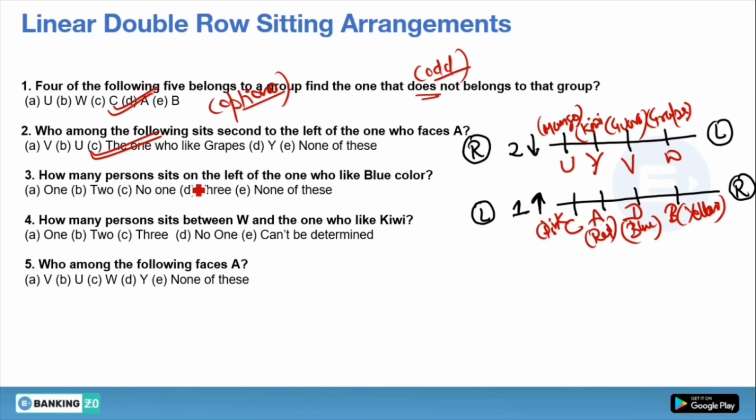How many persons sit on the left of the one who likes blue color? So the blue's left side is this. There are 2 persons sitting. So option number B is correct.